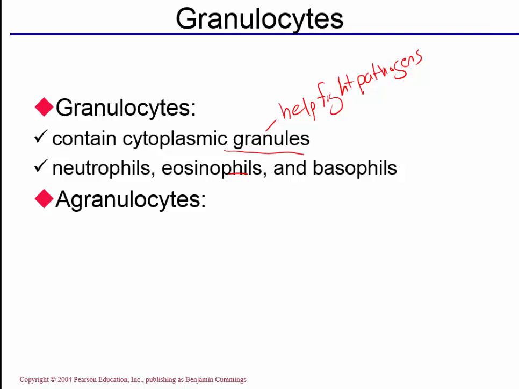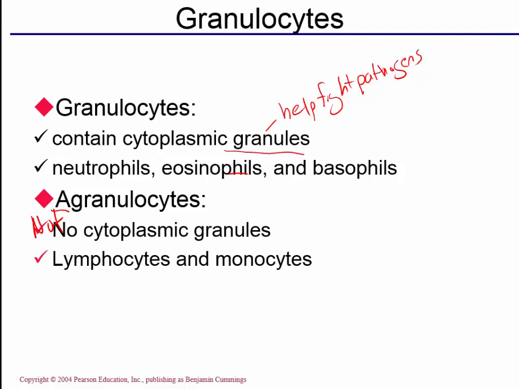Agranulocytes, you'll notice, contains the letter A before the word. And remember, when there's an A before a word, it means not, whatever that word means. So agranulocytes have no cytoplasmic granules, and they tend to be lymphocytes and monocytes.